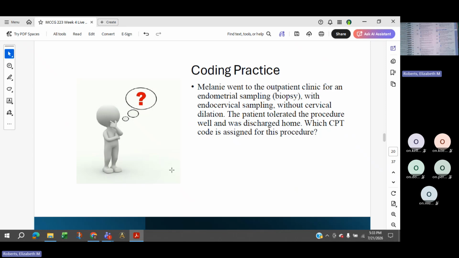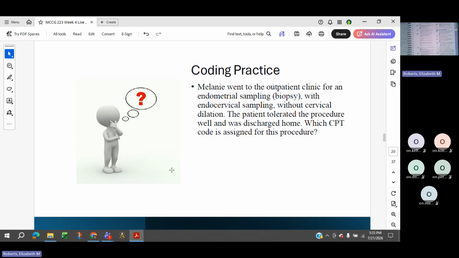So again, give us a hard one. Let's see if we can find a hard one. Let's see if we can do this one. Melanie went to the outpatient clinic for an endometrial sampling biopsy with endocervical sampling without cervical dilation. So we got a lot of stuff going on here. The patient tolerated the procedure well and was discharged home. Which CPT code is assigned for this procedure?